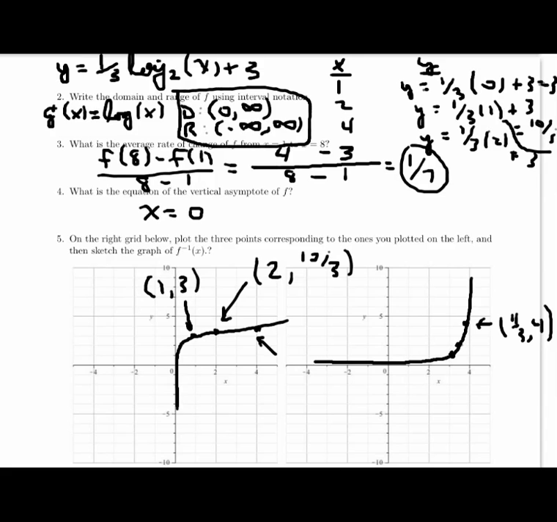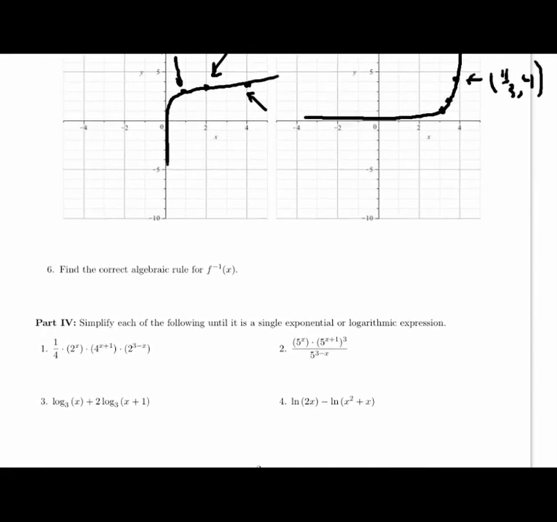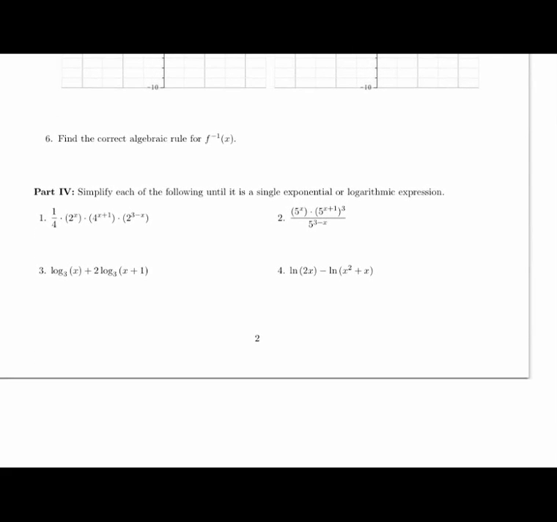To check that, or to make sure that that's right, we can actually find the algebraic rule for f inverse of x by going through the process that we use for algebraic inverses. Namely, take our equation written in the y equals form, so that was y equals 1/3 log base 2 of x plus 3. Remember, we started with that. We switched the x and the y.